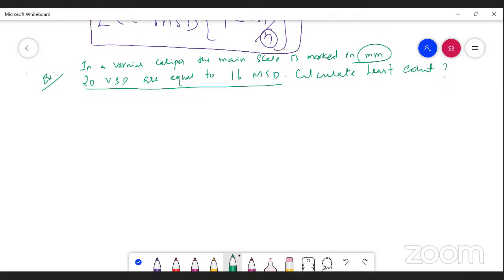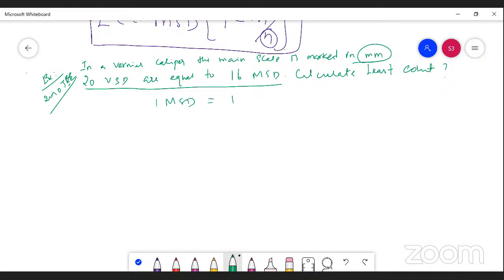Calculate the least count. This was in the 2010 JEE exam. It's a very easy one. In a vernier caliper, the main scale is marked in millimeter. 20 vernier scale divisions are equal to 16 main scale divisions. Calculate the least count. What is first?